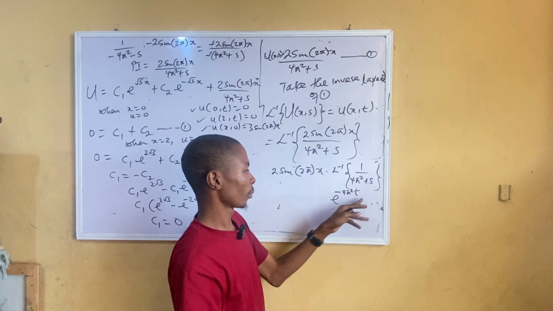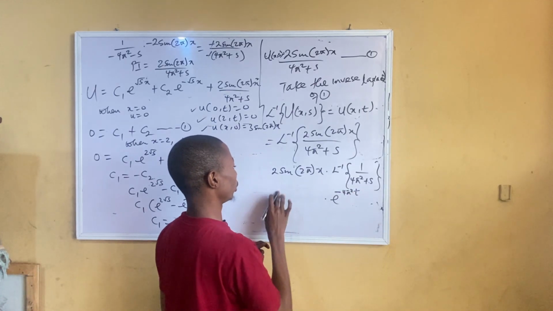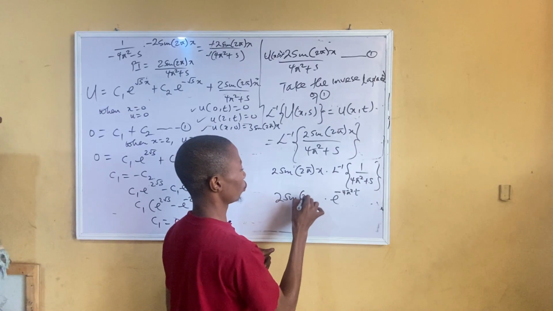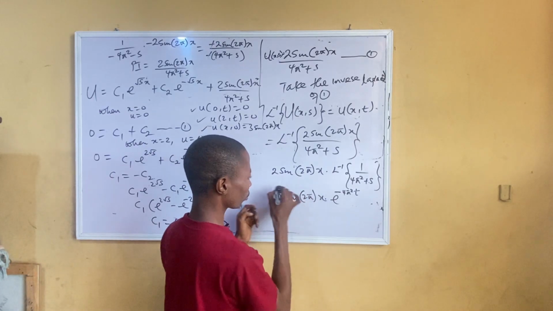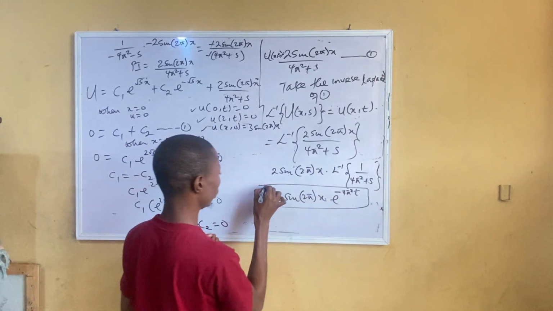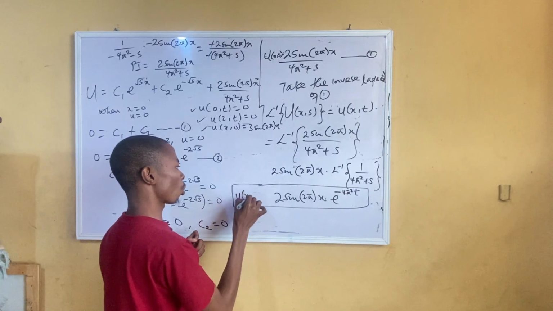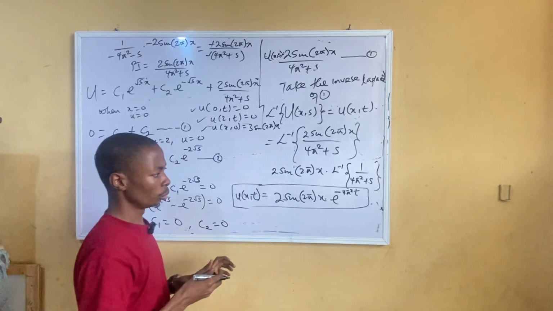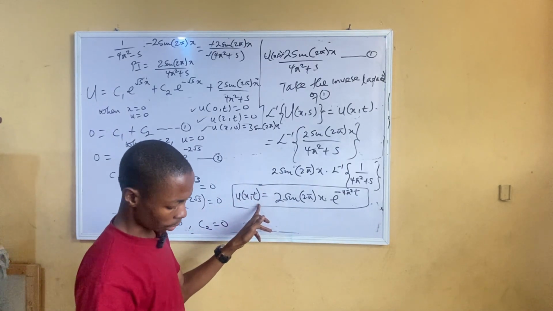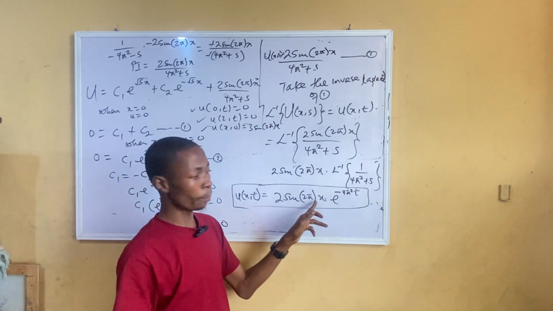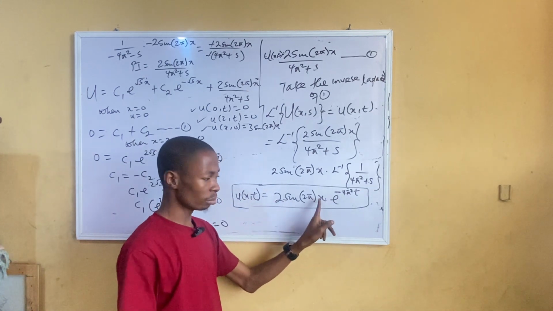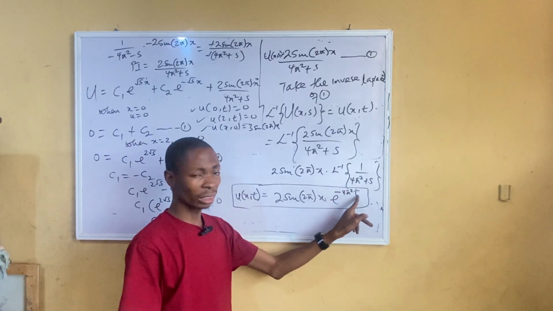multiplied by 2 sine of 2 pi x. And this is our final solution now. u of x comma t is equal to 2 sine 2 pi x times that exponential. You see that it has space and it has time.